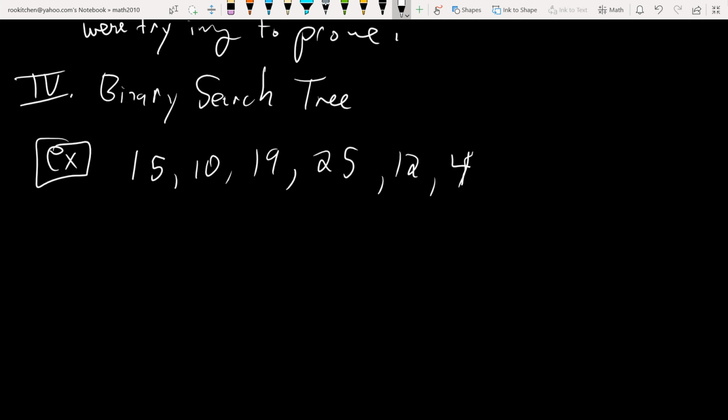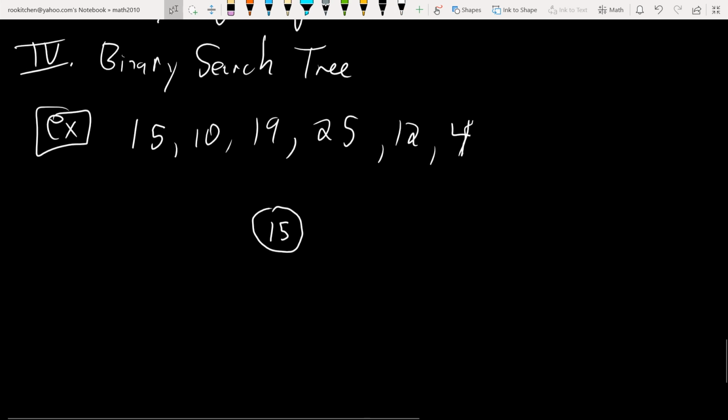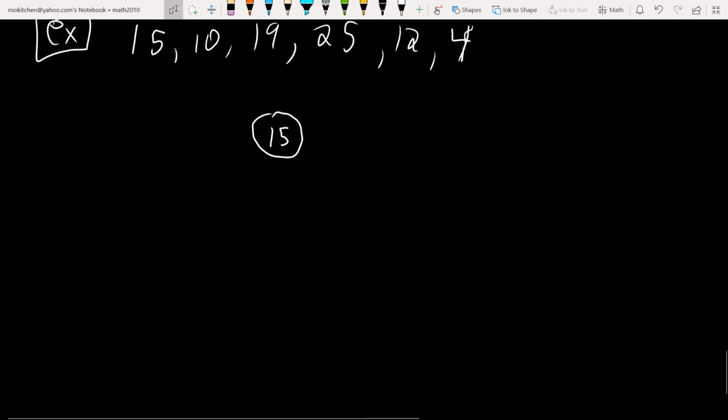Okay, so you start with one vertex. The algorithm will call it V. And you put 15 in that vertex. Then you go to the next number in your list. So after 15, now I'm going to 10. And ask yourself: is 10 less than 15? It doesn't really tell you what to do if it's equal. I guess you just put it in the same place.